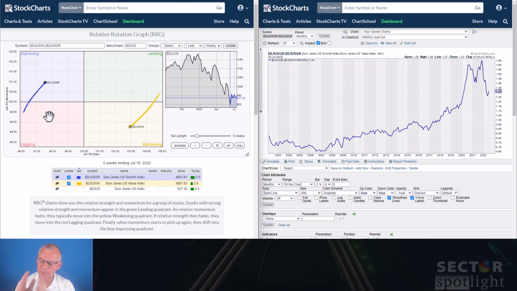Now, value is still on the right-hand side, which means that it's a relative uptrend. Growth is still on the left-hand side, which means that it is a relative downtrend versus the Dow Jones US index. That's the entire market. But I think we need to address it because this is suggesting that growth is picking up.